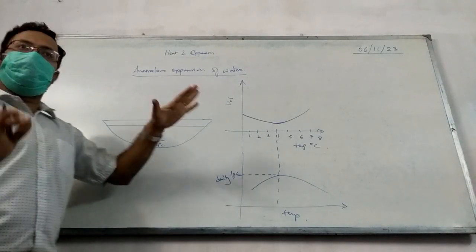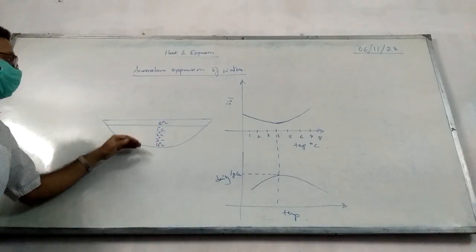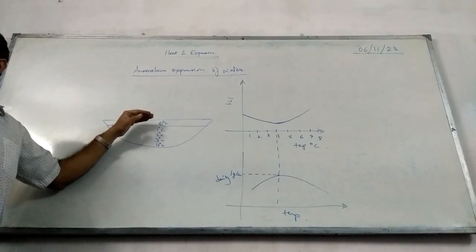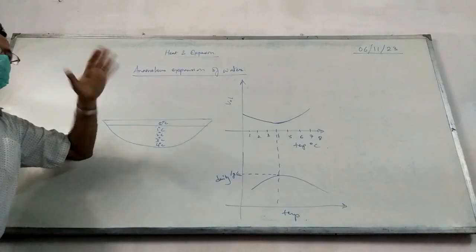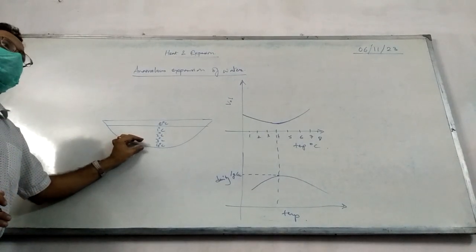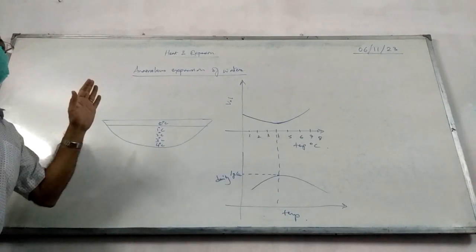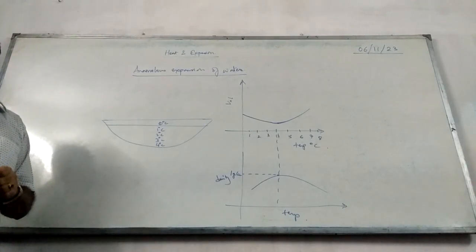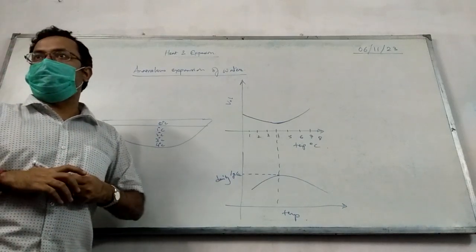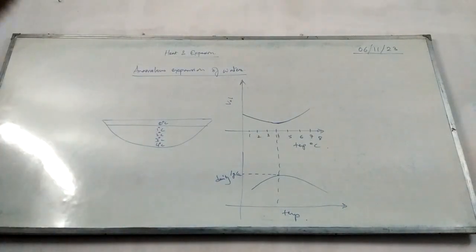So had it been the normal method, then the freezing would have started from the bottom. Without the anomalous expansion of water, freezing would have started from the bottom, and there wouldn't have been any marine life existent in the colder countries. That will be all.